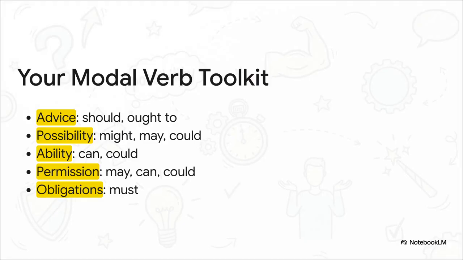So let's just do a super quick recap. You now have this amazing toolkit. For giving advice, you've got "should." For talking about possibility, you've got "might." For showing ability, there's "can." For asking permission, you've got "may." And for stating those strong obligations, you've got "must."